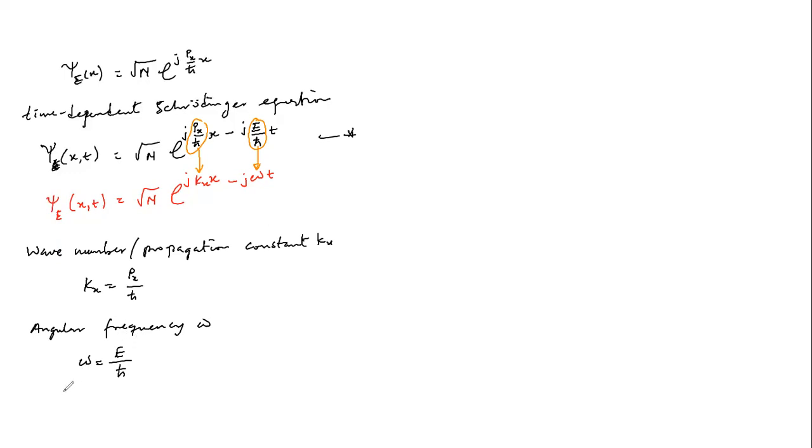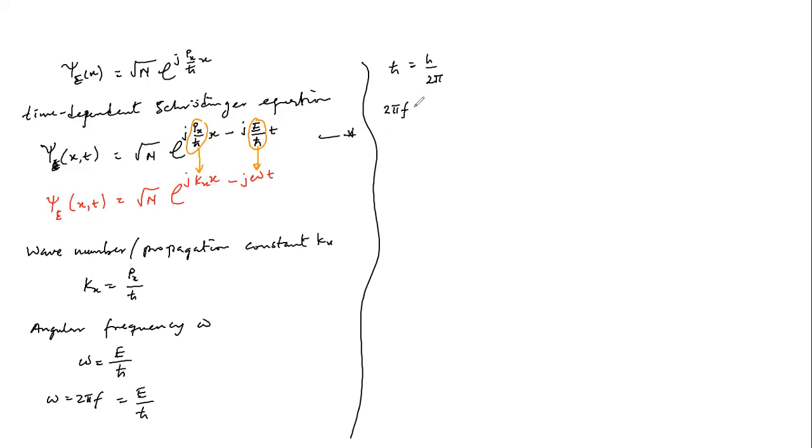Now, since omega is the same as 2 pi f, therefore C is the same as E over h cross. Hence, from this property, you know that h cross is the same as the Planck constant divided by 2 pi. So 2 pi f is the same as E over h over 2 pi.